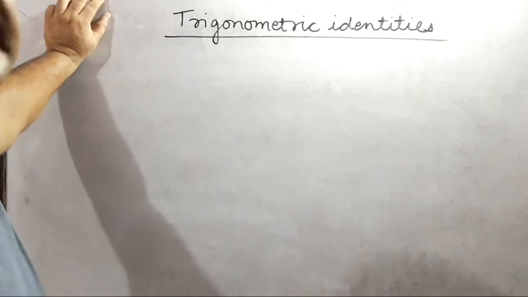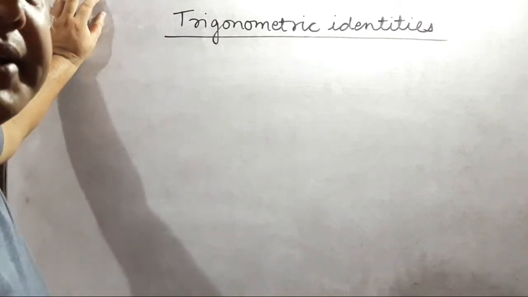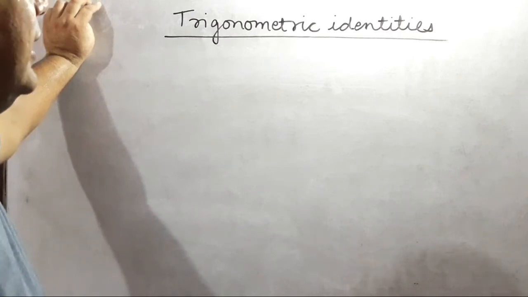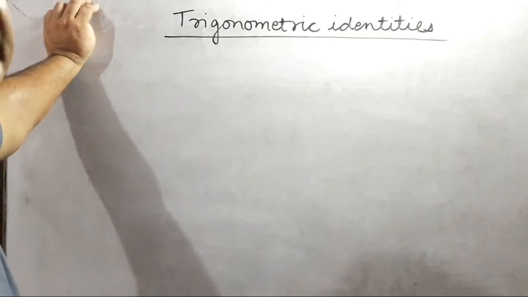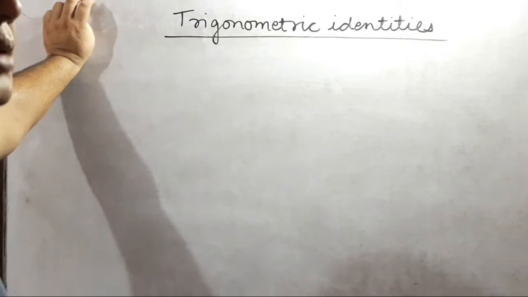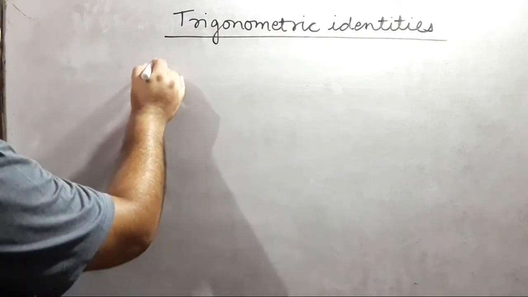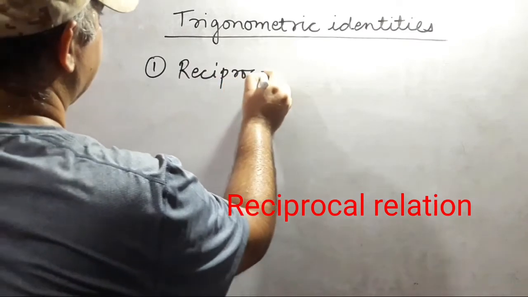Today our topic is trigonometric identities. And under trigonometric identities, we shall be studying the different trigonometric relations. Since different trigonometric ratios have got some relations with each other, that is, they are connected with each other by some means, we shall be studying those relations one by one. Let's see. The first relation is the reciprocal relation.